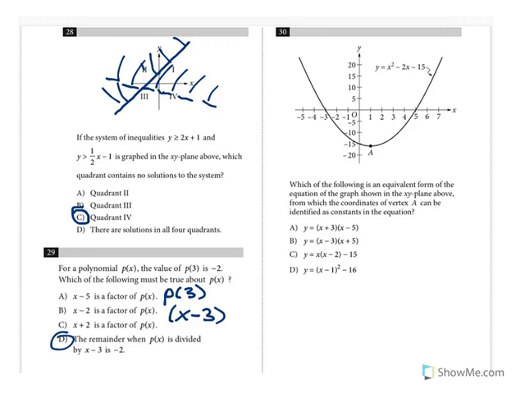Which of the following is an equivalent form of the equation of the graph shown in the xy plane above, from which the coordinates of vertex A can be identified as constants in the equation? All right, let's look at a couple things here. First of all, since it's talking about the coordinates of vertex A, let's recognize that the vertex is at 1, and it looks to be about negative 16.